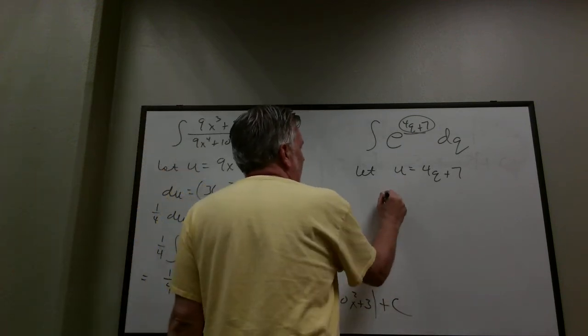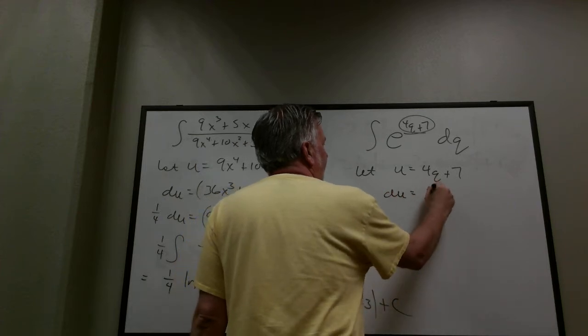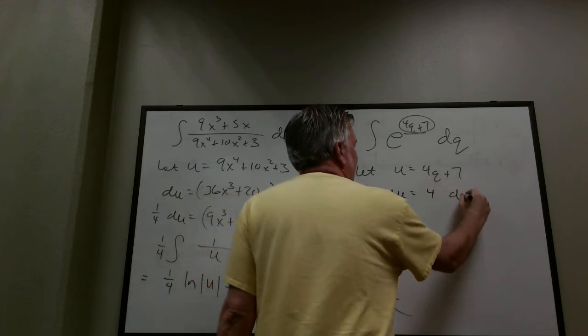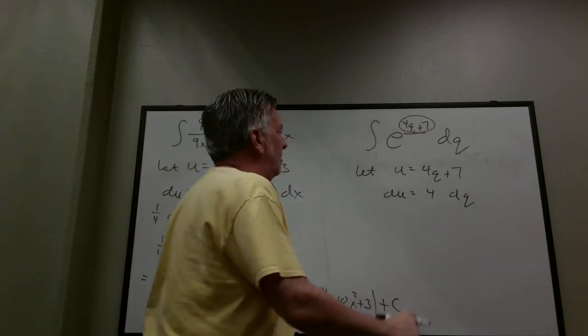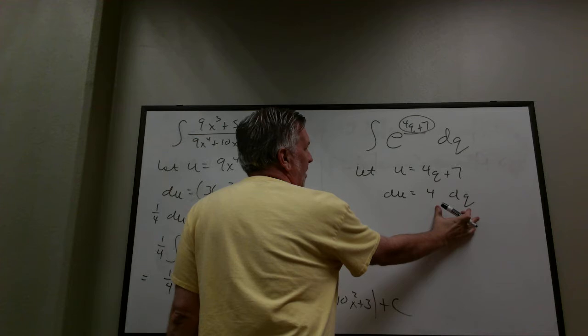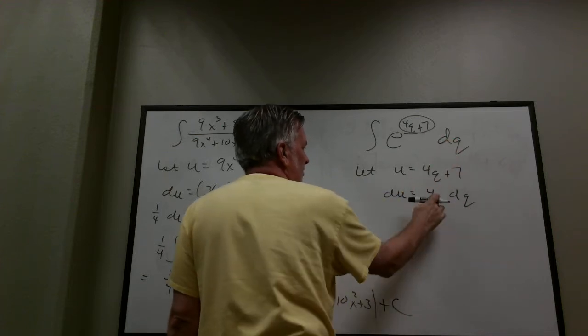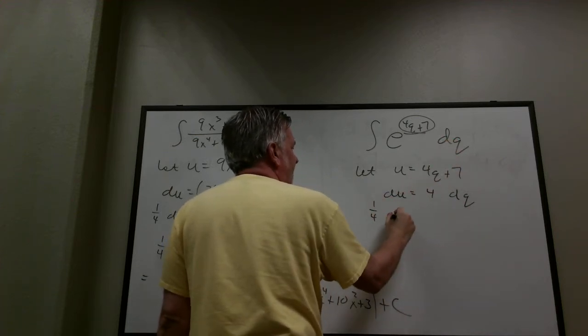Okay, let's take the du. du is 4 dq. Notice I don't have a 4 sitting out here in the problem. I try to make this match what's in the problem. I don't have a 4, I just have a dq, so I'm going to multiply both sides by a fourth.